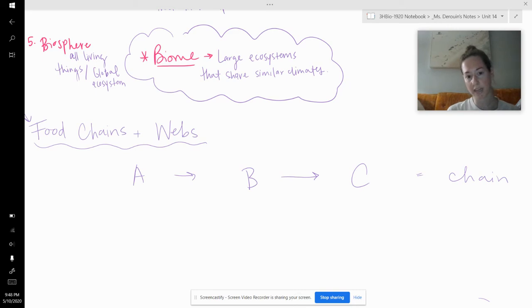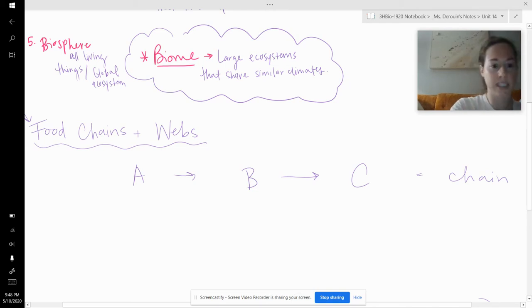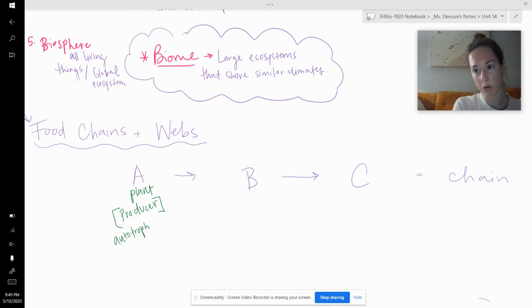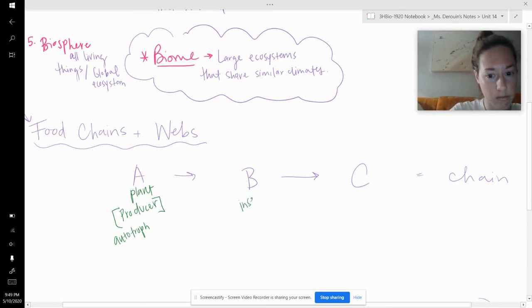So the animal that is consuming the previous one, the arrow will point towards the predator. So in this example, let's say that A is a plant. In ecology, we call plants producers. And also the plant, of course, is an autotroph, which, friendly reminder, is it makes its own food. So then the arrow is showing that the energy will flow towards organism B. We'll call organism B an insect. So the insect is eating the plant.